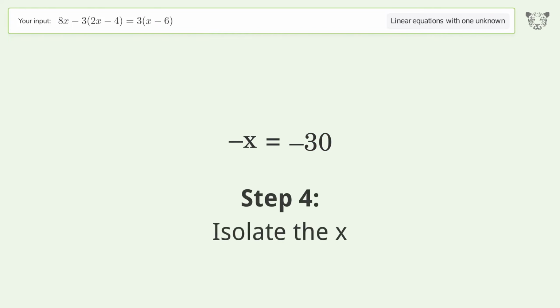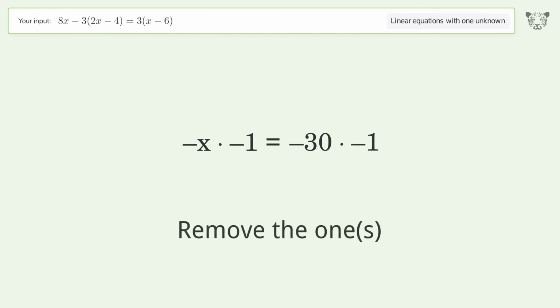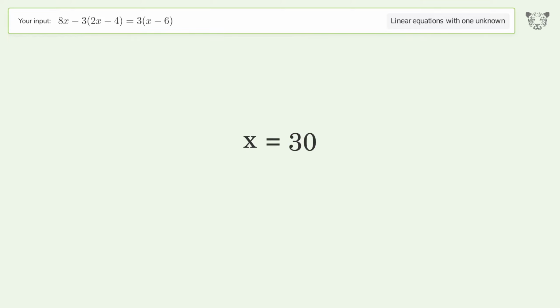Isolate the x. Multiply both sides by -1. Remove the ones. Simplify the arithmetic. And so the final result is x equals 30.